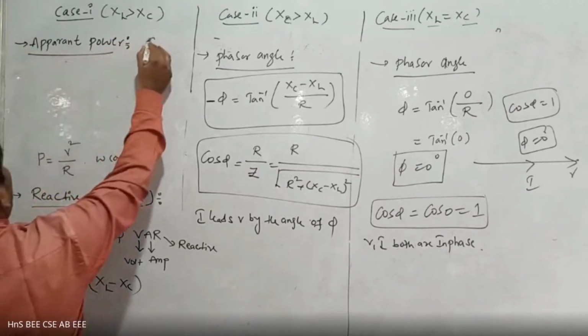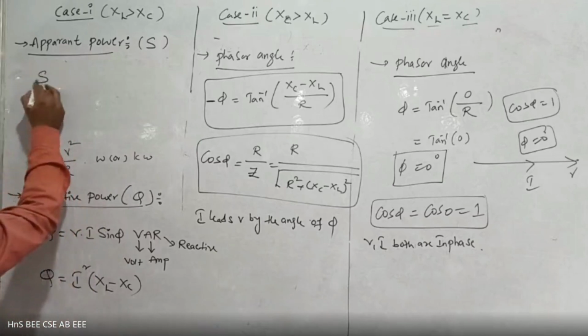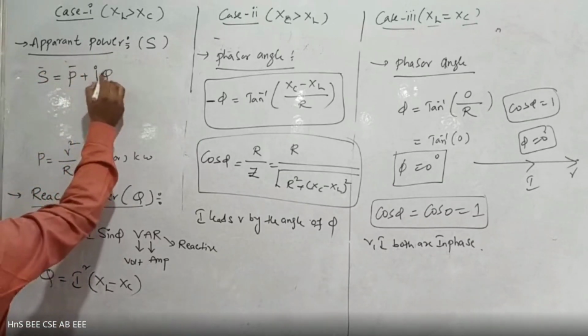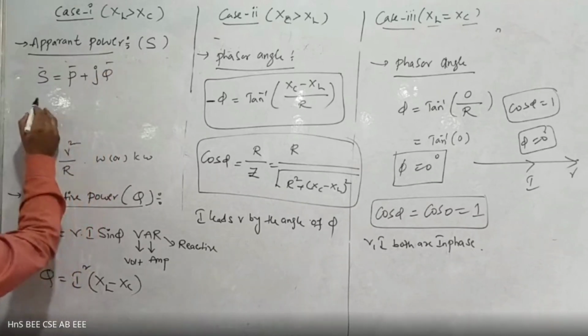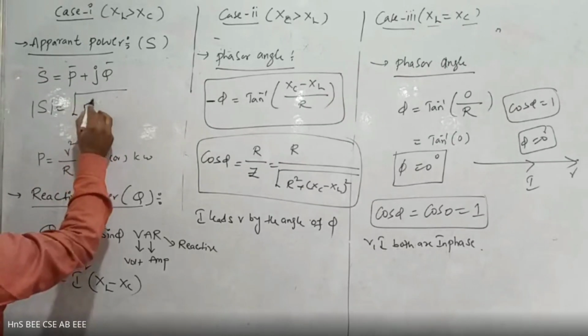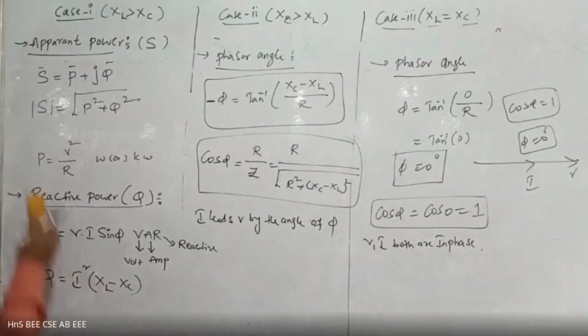It is represented with S, capital S. Simply I am writing the total S bar equal to active power plus reactive power. Simply I am writing mod S equal to under root of P square plus Q square.